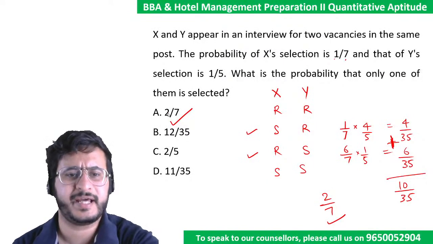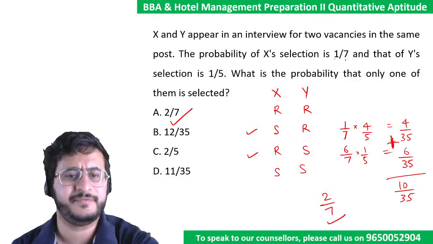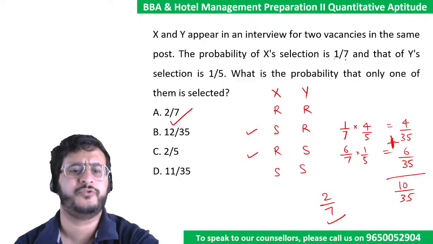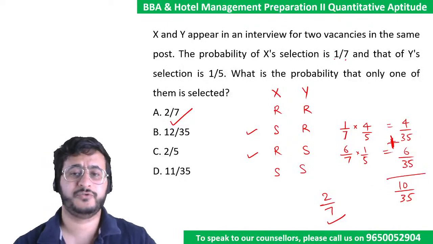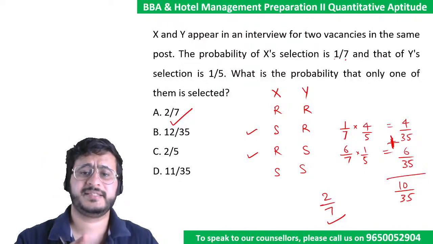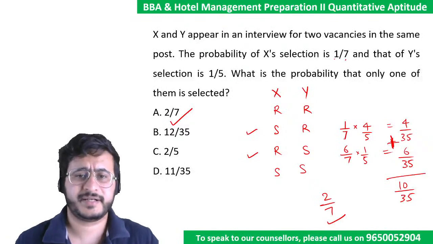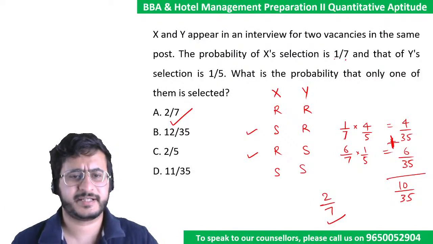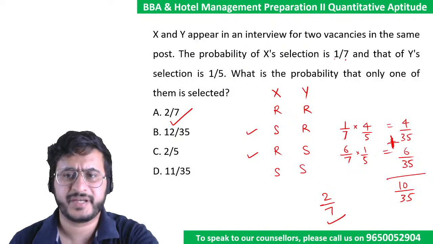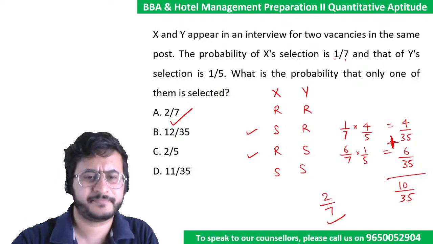Okay, so you have 2 scenarios. So basically when you look at all the outcomes, you have 4 kinds of scenarios, and we have to look at 2 of the scenarios: when X is selected and Y is rejected, or X is rejected and Y is selected. So we get the answer as 2 by 7.